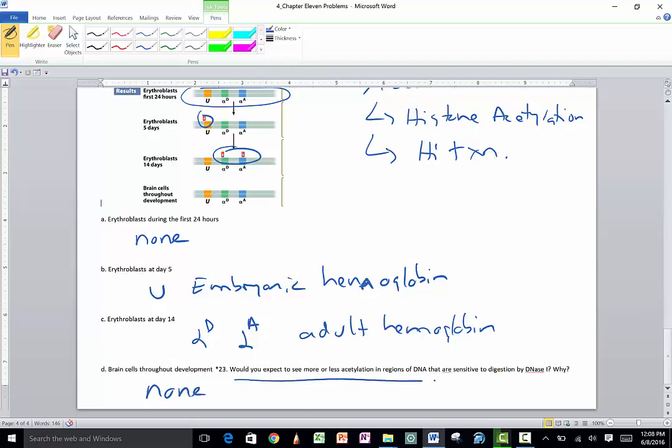Would you expect more or less acetylation in the regions sensitive to digestion by DNase? More, because acetylation leads to decondensed chromatin, and decondensed chromatin is more sensitive to DNase.